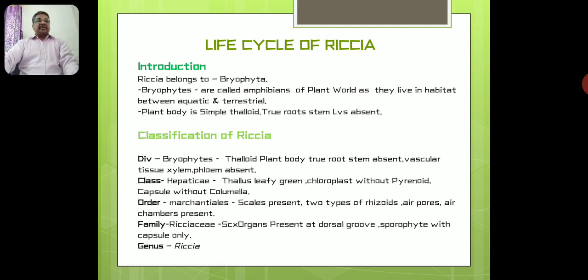Then Riccia belongs to family Ricciaceae. Here in this family Ricciaceae, the sex organs are present in the dorsal groove, that is on the upper side of the thallus, and the sporophyte is with capsule only. It means the sporophyte of most of the bryophytes, especially higher bryophytes, has foot, seta and capsule. But Riccia belongs to primitive or lower bryophytes, so it has a very simple sporophyte, in the form of capsule only, and foot and seta are absent. And then genus Riccia.